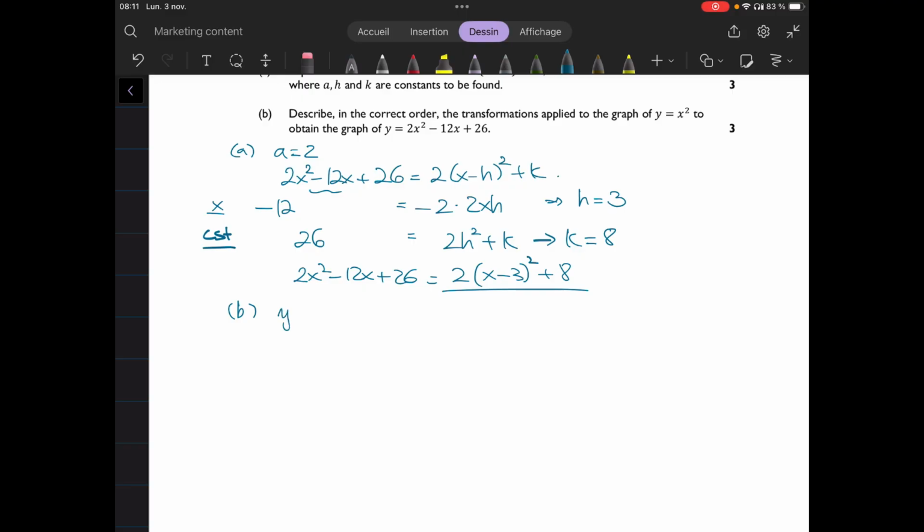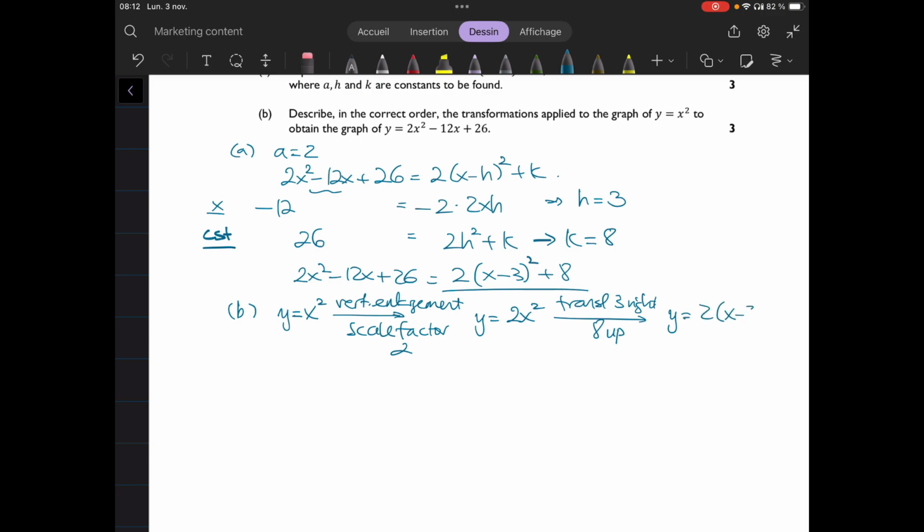Starting from the curve y equals x squared, we can do a vertical stretch, a vertical enlargement with scale factor 2. That will get you to y equals 2x squared. Then we can translate it 3 units to the right and 8 units up to get to where you want to be.